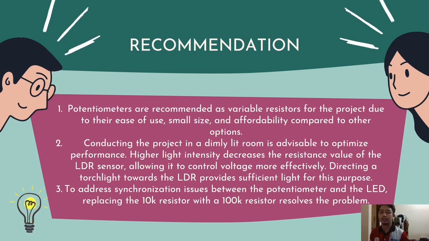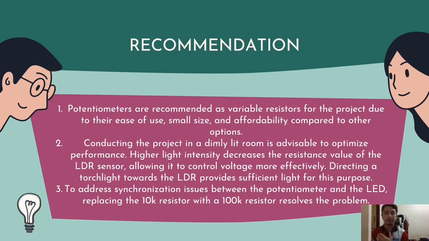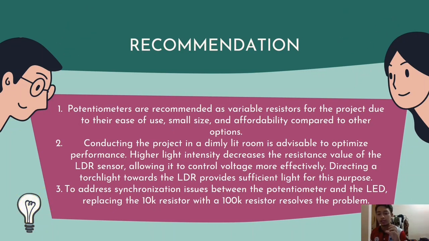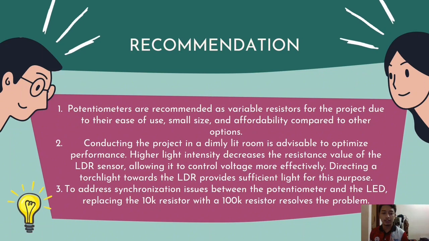For our recommendations on this mini project: potentiometers are recommended as the variable resistor for the project due to their ease of use, small size, and affordability compared to the other options. Point number 2, conducting the project in a dimly lit room is advisable to optimize the performance. Higher light intensity decreases the resistance value of the LDR sensor, allowing voltage to be controlled more effectively. Directing a torchlight towards the LDR provides sufficient light for this purpose. Point number 3, lastly, we addressed the synchronization issue between the potentiometer and the LED, replacing the 10K resistor with a 100K resistor to resolve the problem.